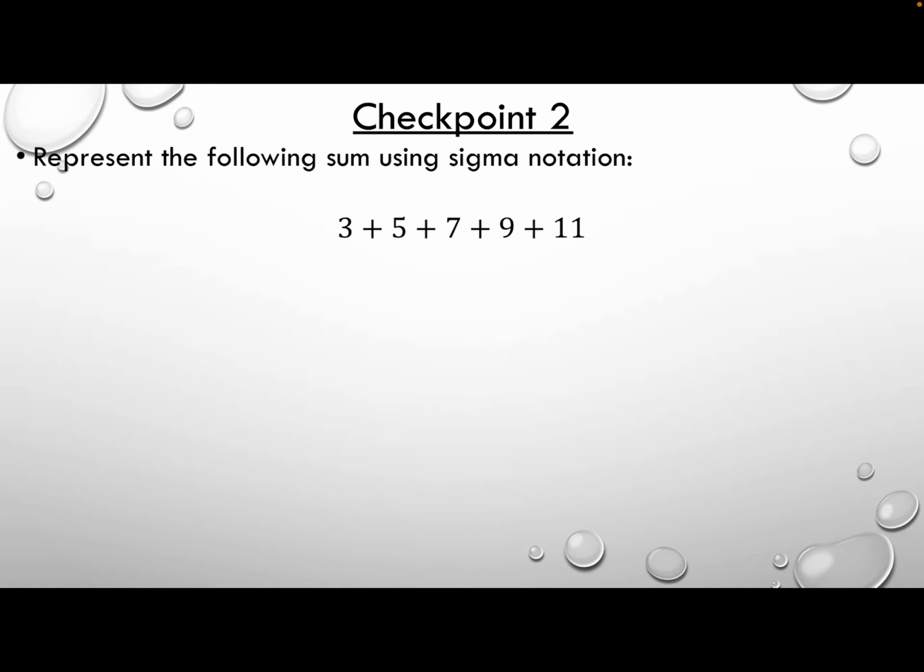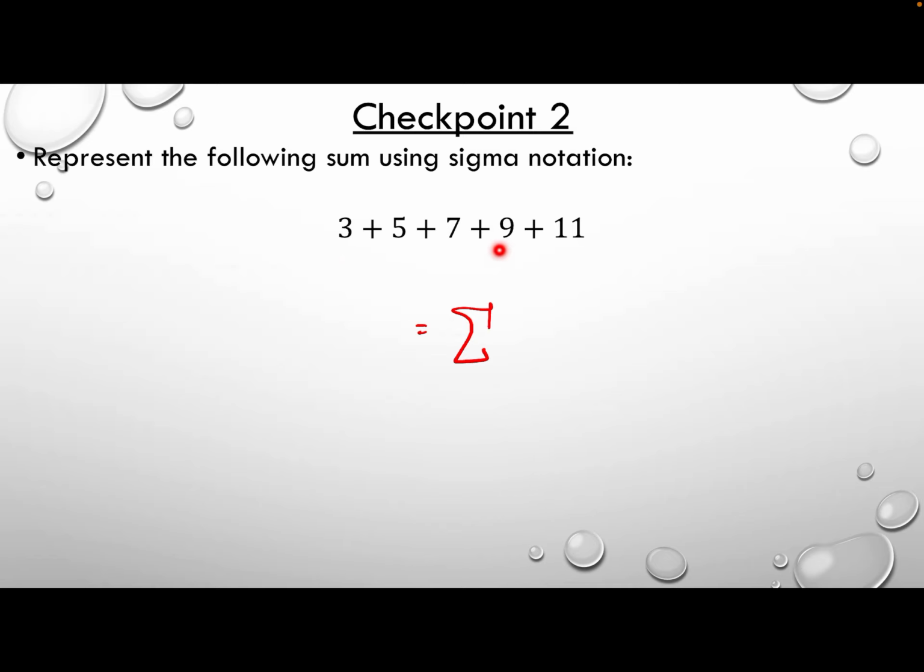Now let's look at one more problem together. Checkpoint 2. Now, normally I would have you do this on your own, but I actually want us to do this together. So we have 3, 5, 7, 9, 11. We have to figure out, once again, what this looks like using this notation. So 3, 5, 7, 9, 11. All right. So this one might be tricky because it looks like the number always changes. So is that our variable?